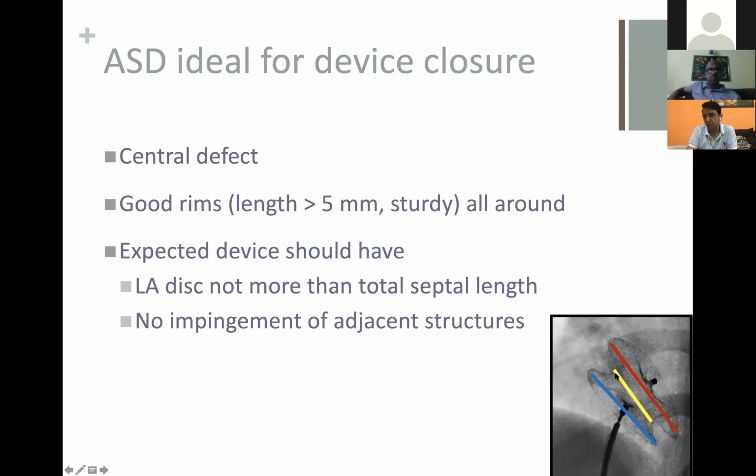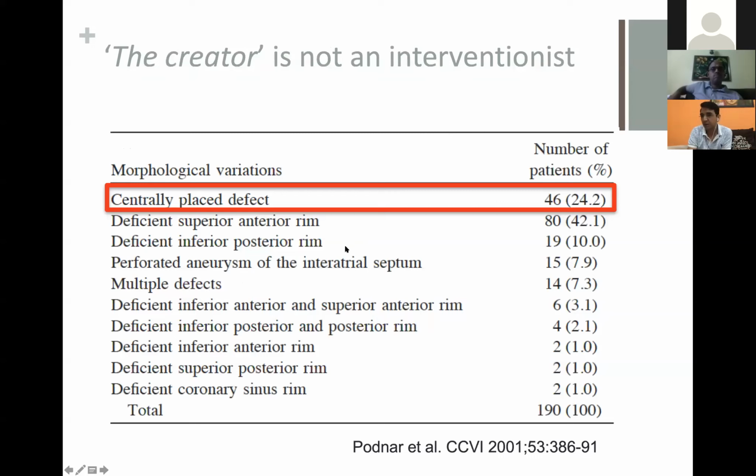And I think everybody sitting here would be knowing, but just to reiterate, this is the RA disc, this is the waist, and this is the LA disc. LA disc is the largest dimension, which is 7 millimeters more than the waist. So this should be accommodated by our total septal length. Now, but the problem is that the creator never knew that we would be putting devices in here. So he did not create all these defects centrally located with perfect sizing.